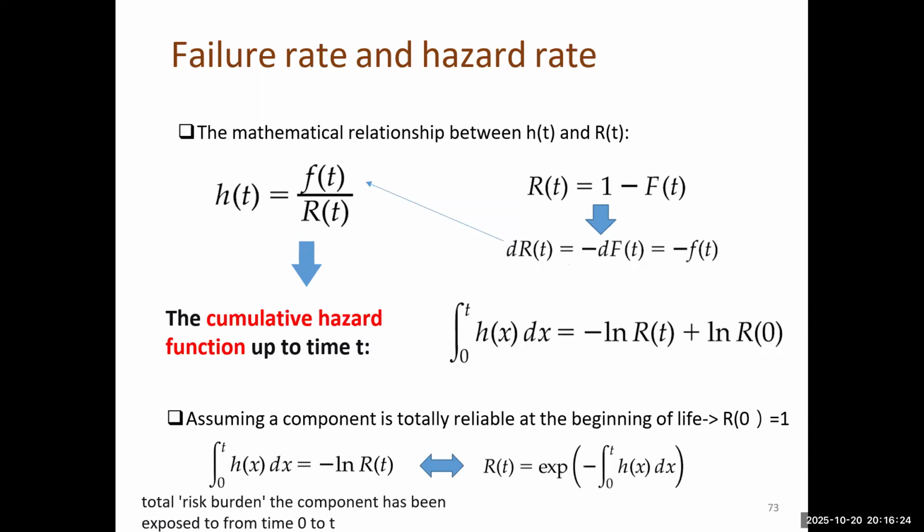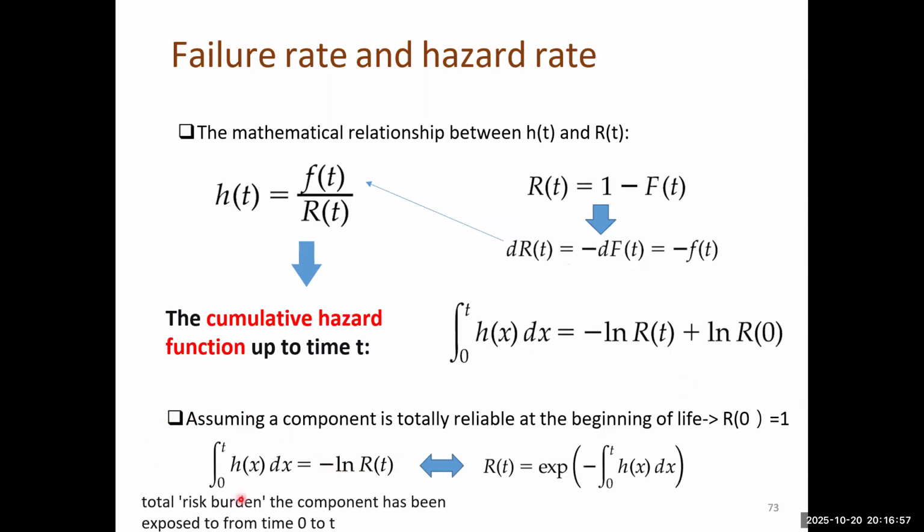Okay, so where we apply a logical and powerful assumption is at time 0, a new component is perfectly functional. So that means what? That means our R(0) equals 1, right? Because it is totally reliable. So R(0) equals 1, and ln R(0) equals ln 1. Ln 1 equals what? 0. So this simplifies our equation.